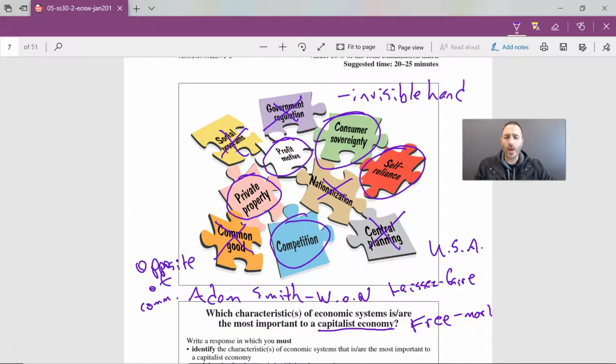So when I look at these, I think, okay, I can nail private property and do a really good job with that. I'm going to put a little number 1 there. I understand competition really well. I know examples of competition in the capitalist economy.